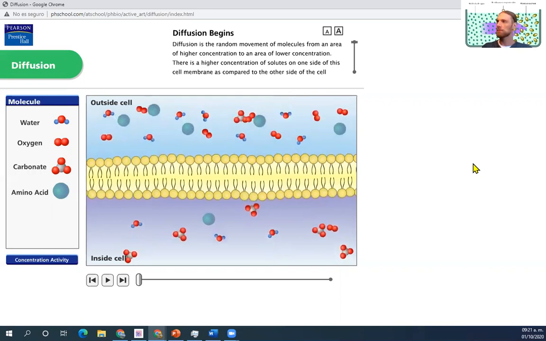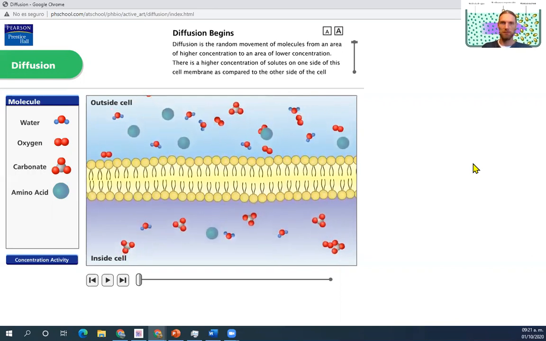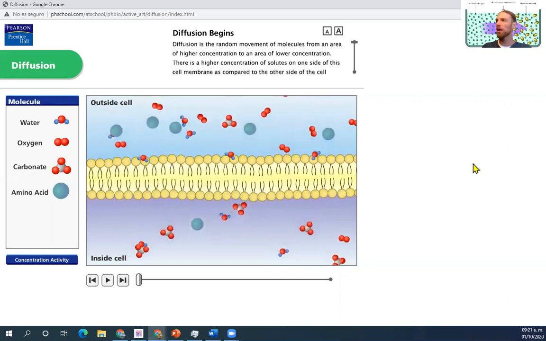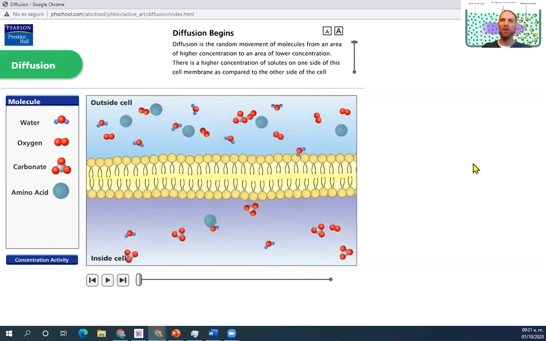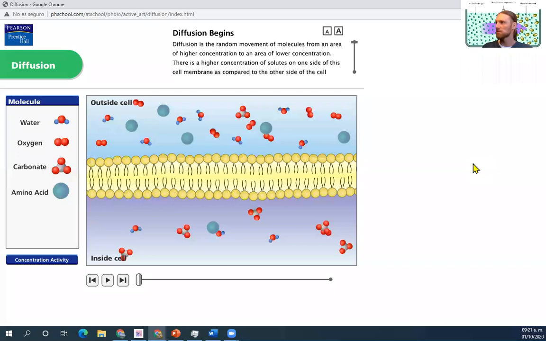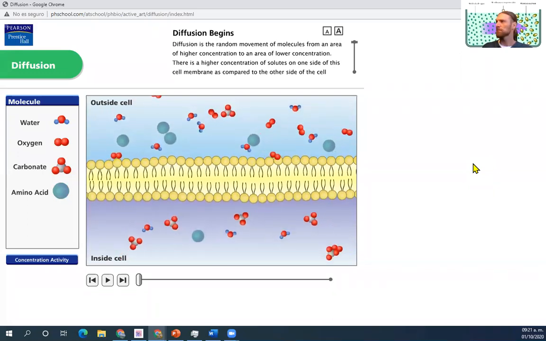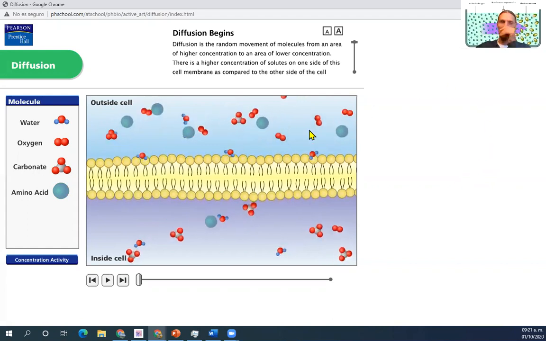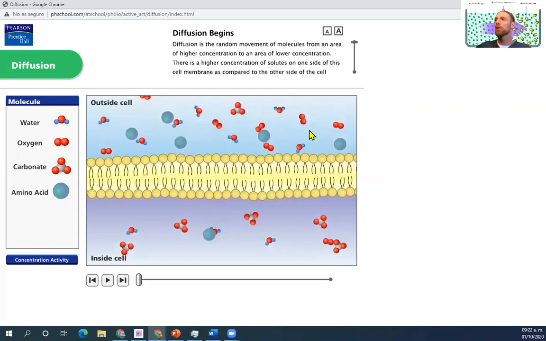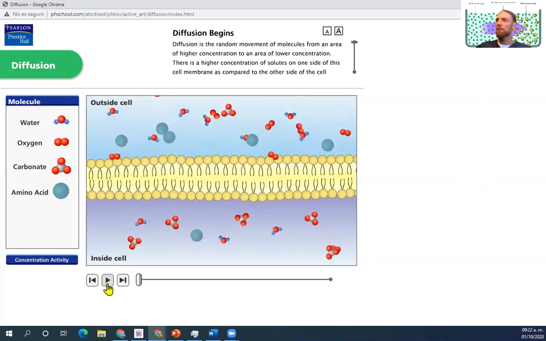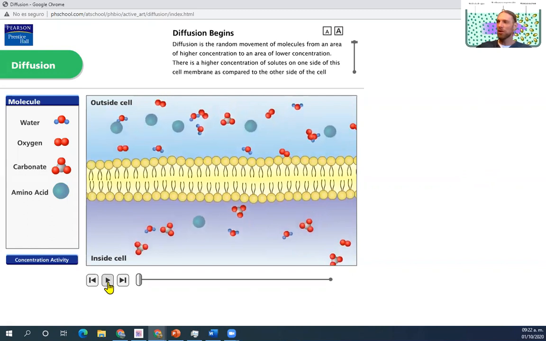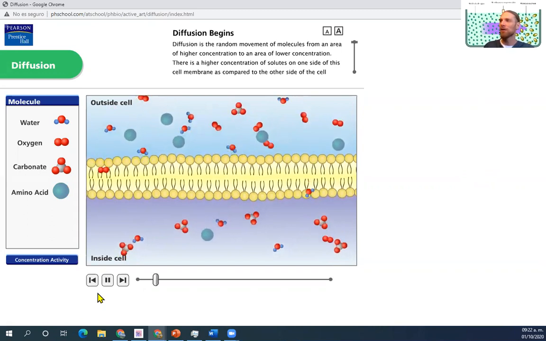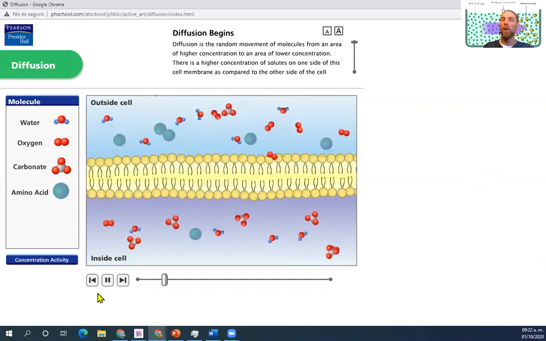Camila? Out or inside? Outside. Outside, okay. Oxygen, do we have high concentration inside or outside, Ali? Outside. Outside, okay. So you understand high concentration means basically when there is more of that molecule on a certain side. So if I quickly click play, you can see what diffusion does, and it starts moving, okay? So the molecules are moving from high to low concentration. And when does it stop?